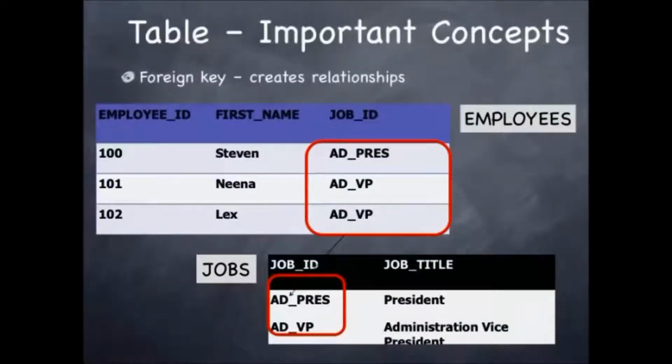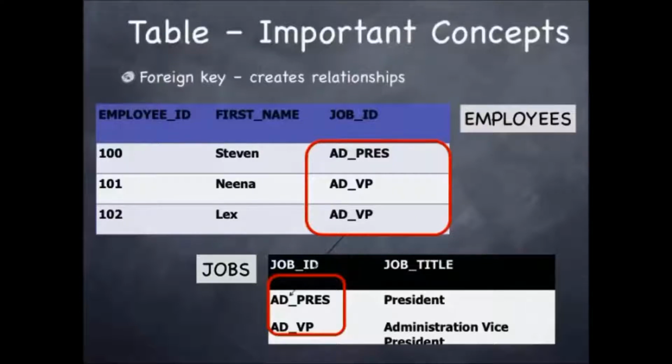Another important concept that is associated with tables is that of the foreign key. A foreign key by definition is a column or columns whose values must be existing values in a primary key column of either the same table or another table. Now on this slide we have 2 tables, the employees table and the jobs table. The employees table contains the details of employees of the company. The jobs table describes the different jobs in the company.